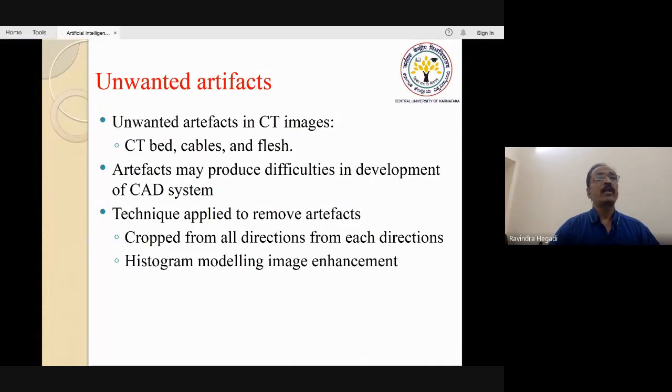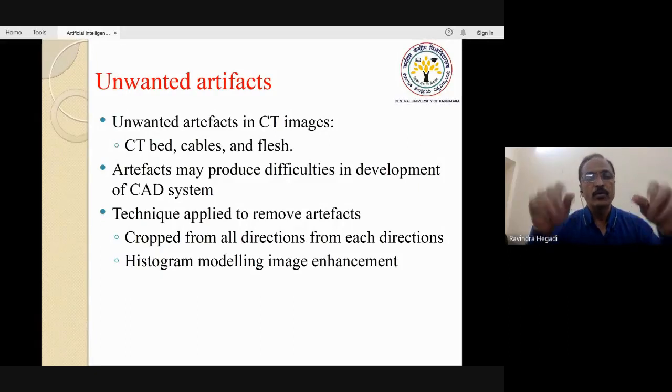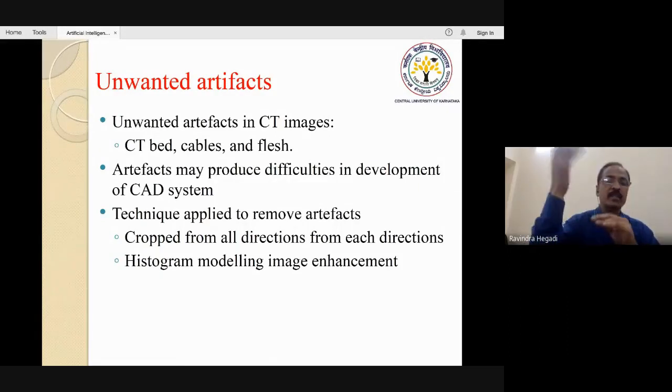Then unwanted artifacts may also be present in this. We have to look at that part also. So what is this unwanted artifact? A CT image may contain some unwanted artifacts or unwanted things which may create problems in further processing.